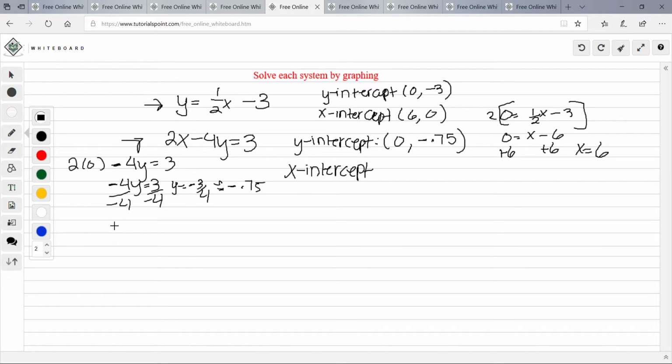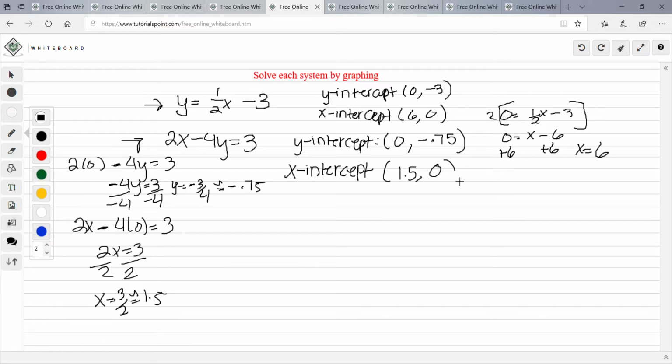Okay, now let's find the x-intercept. You plug in 0 for y, so it's going to be 2x minus 4(0) equals 3. That's just 2x equals 3. Divide by 2, so x equals 3/2, which is about 1.5. So the point is (1.5, 0). Now we get to graph it.